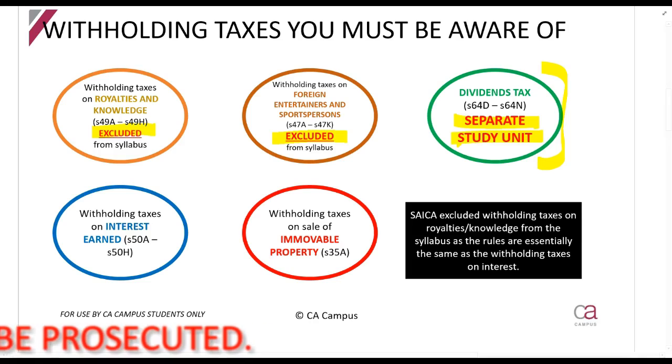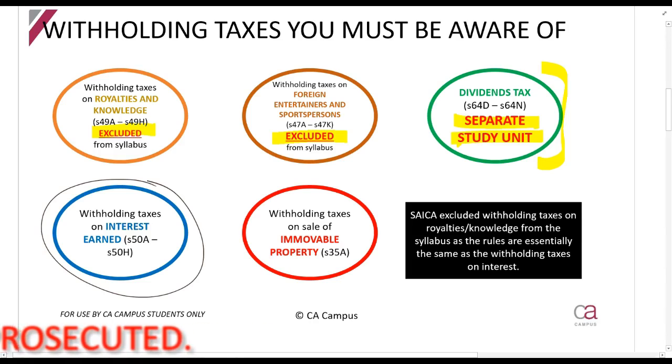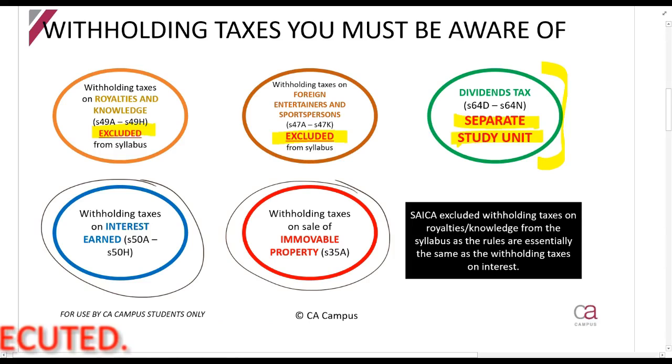So you basically only have these two, withholding taxes on interest and withholding taxes on immovable property, that you have to worry about. The reason why these ones have been excluded from the syllabus, SAICA said that the principle around them is very similar to what it is for when you earn interest. So they say it's pointless for us to just test the same thing over and over again. Okay, so that's the idea behind it. They work in a lot of the similar way.